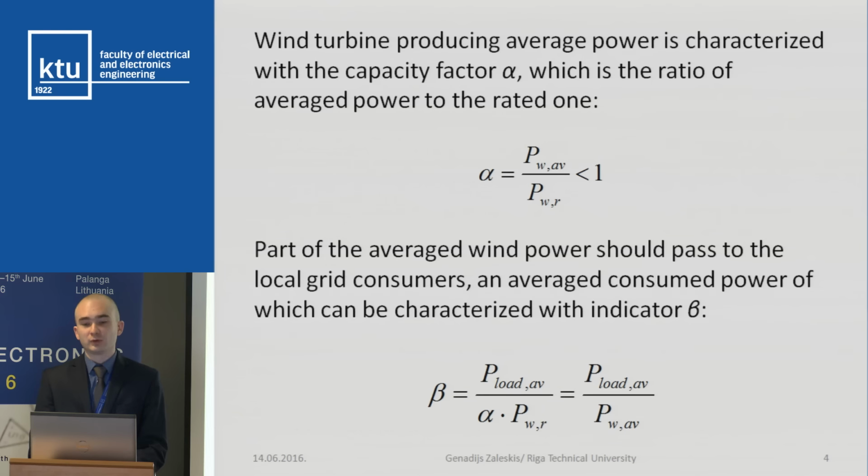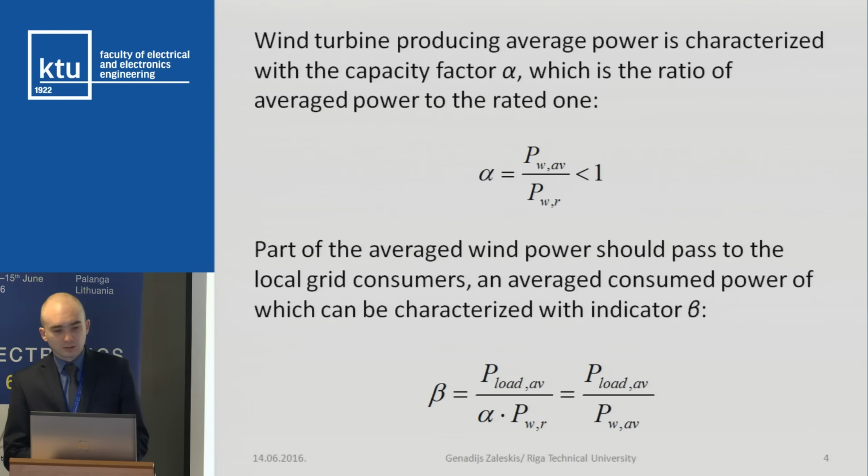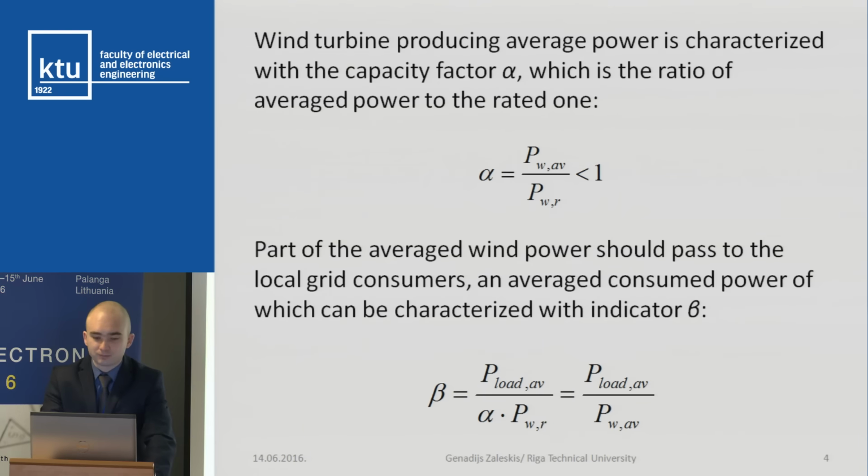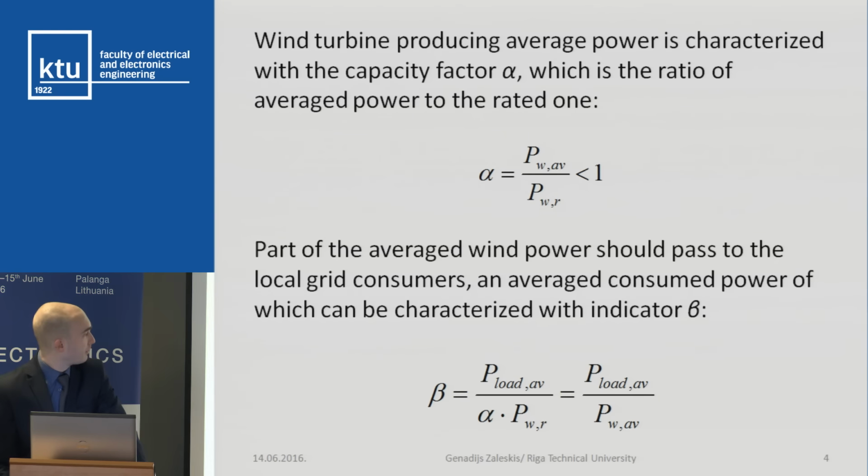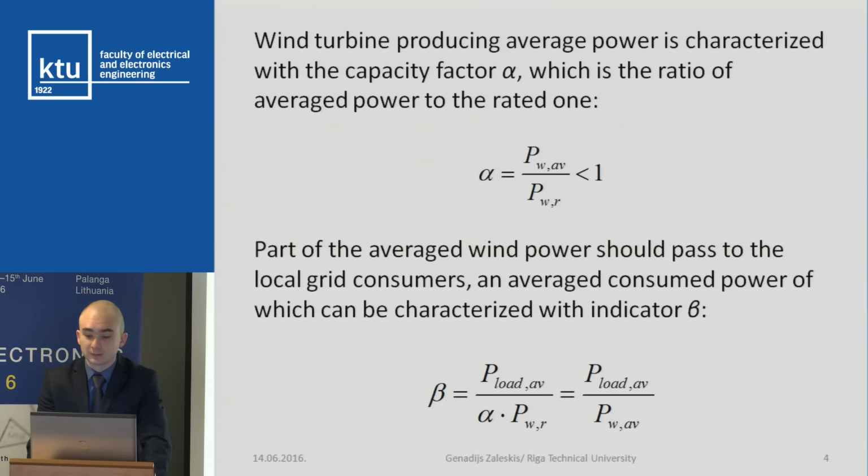The wind turbine's average power is characterized by the capacity factor alpha, which is the ratio of average power to the rated one. Part of the average power should pass to the local grid consumers, whose average consumed power can be characterized with indicator beta. So, load average power divided by wind average power.